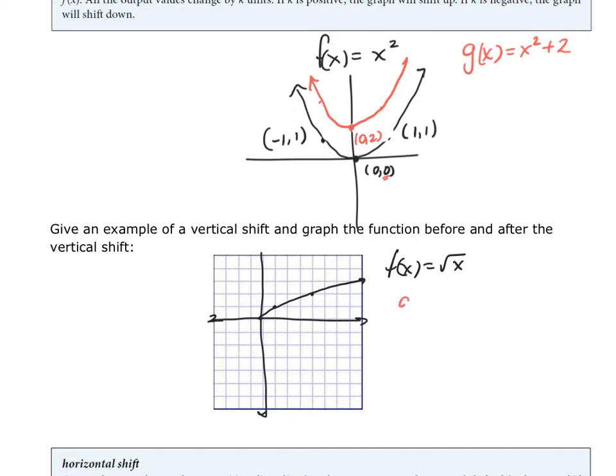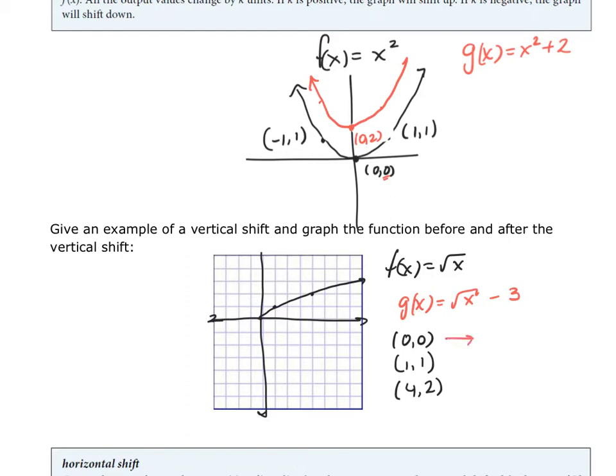And then your new function, g of x, would be the square root of x, and say you went down 3. So what that does is it changes all of my y values. It doesn't change my inputs, it doesn't change my domains. It changes all my y values by subtracting 3. Now the original point was 0, 0. Another point that was on there was 1, 1. And another point that I chose was 4, 2.